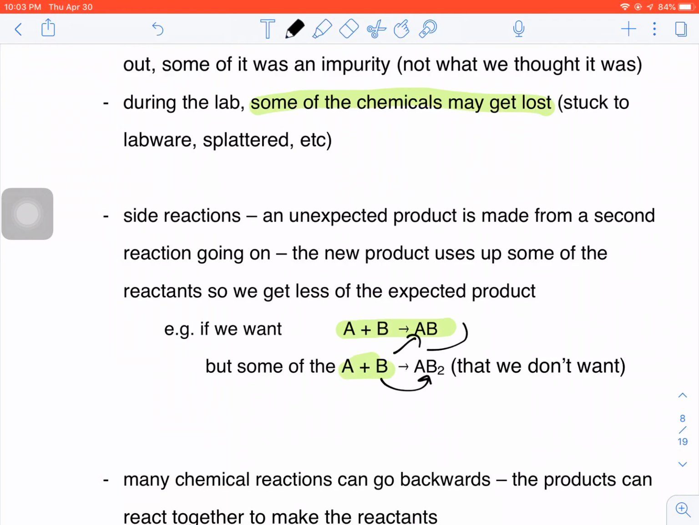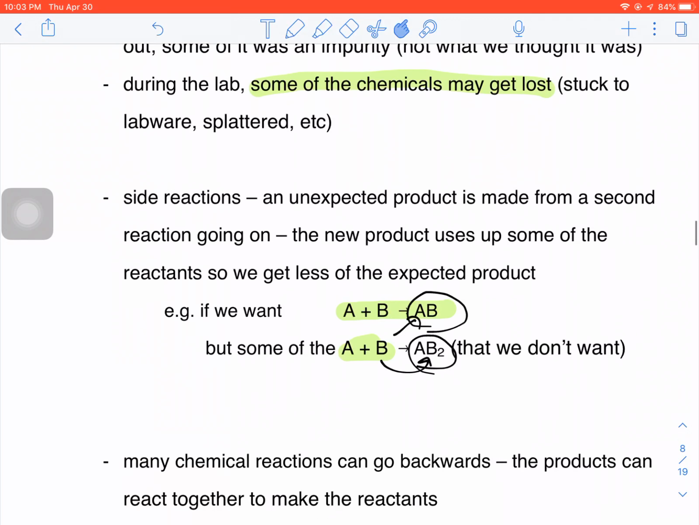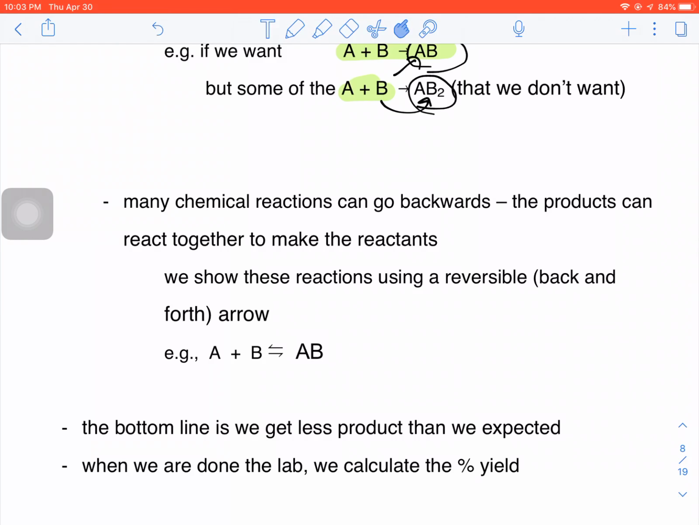And when I finally figure out how much AB I got, it's less than I was expecting because some of it turned into something that I really didn't want in the first place. So that's a possibility too. Third possibility, and this is quite common and quite a problem for chemists, is chemical reactions can go backwards.